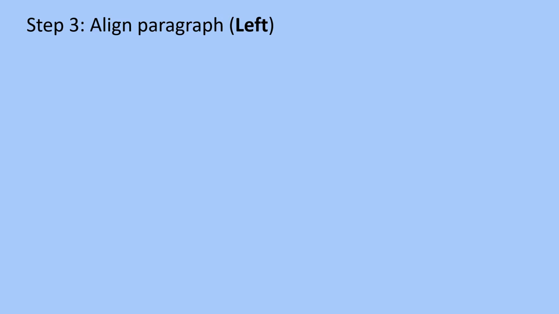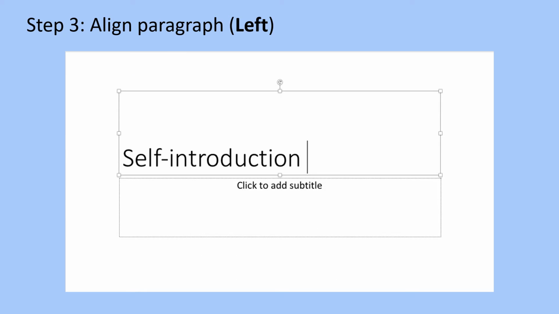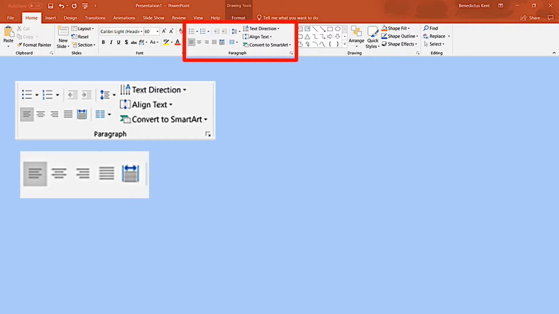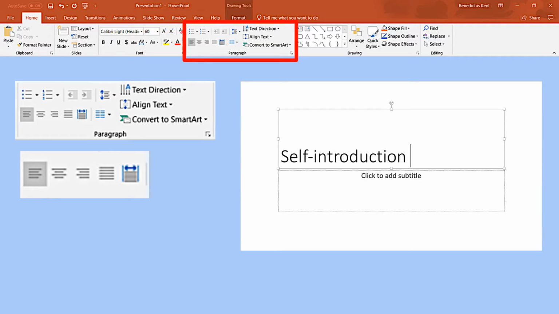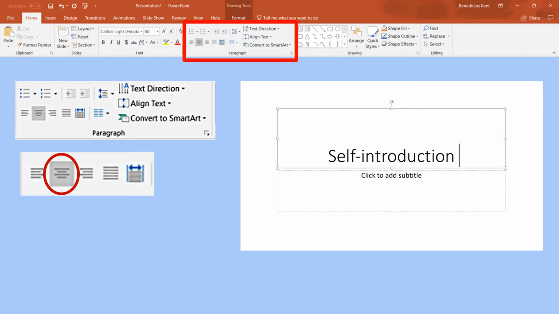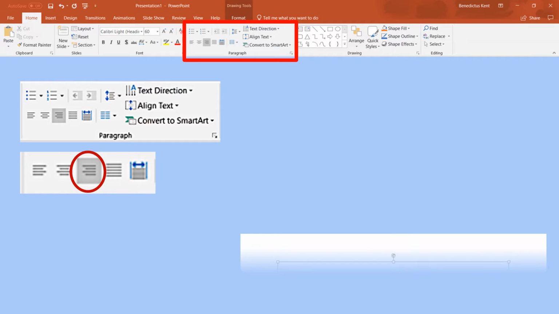Step 3. Align paragraph to the left. This means you put your text on the left side. Not only to the left, but you can also align your paragraph to the center. Or maybe to the right. You can choose the alignment on the box that is written paragraph. The first one is for the left alignment. And the second one is for the center alignment. The third one is for the right alignment.